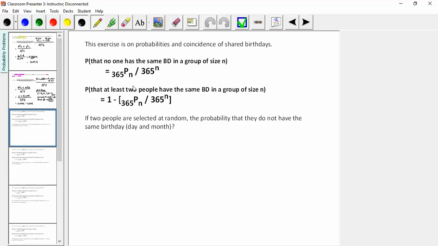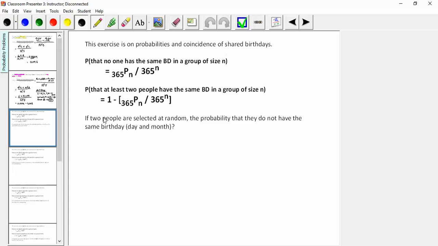We can't do at least 3 people or at least 4 people. That's a more difficult calculation, and we're not ever asked that. We're simply asked that at least 2 people have the same birthday in the group of size n. So as long as they give us the group size, and they do in every problem, we can solve these problems using these equations. But I'm also going to show you another way.